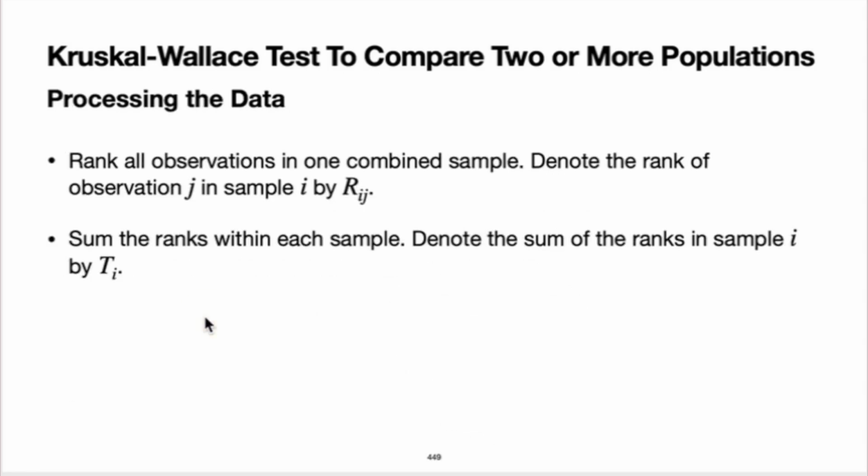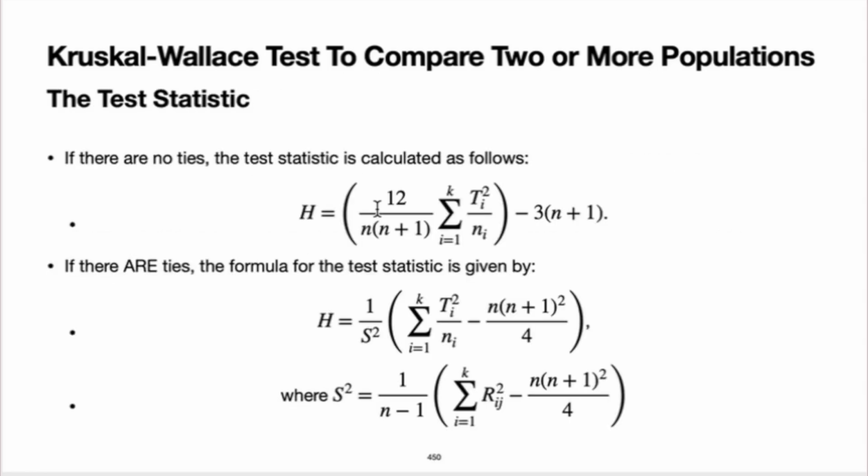So let's see here, I forgot to mention up on the previous slide, we're ranking the observations in one combined sample, and we're going to denote those ranks by cap R sub ij. So cap R sub ij is the rank of observation j in sample i. The first subscript corresponds to the sample, and the second subscript corresponds to the observation within that sample. And here in this formula for s squared, we're squaring those ranks.